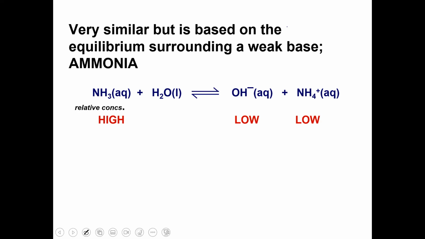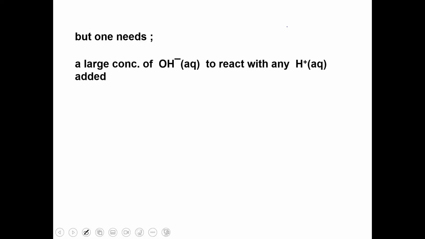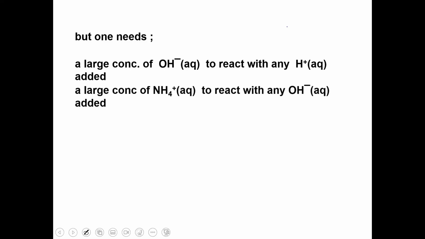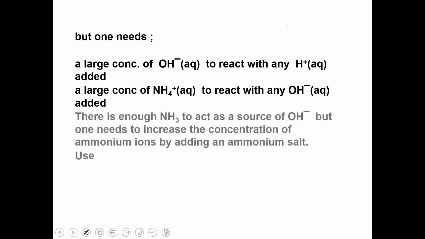So very similar, but based on the equilibrium surrounding ammonia. Ammonia was in our AS also. Ammonia is famous for its very high solubility in water, and we say that ammonia is soluble in water in every proportion. So ammonia is a very soluble gas. We need a large concentration of OH minus to react with any H plus, and a large concentration of ammonium ion to react with any OH minus. So you understand here that NH4 plus will take up OH minus, and OH minus, as before, will take up the H plus.